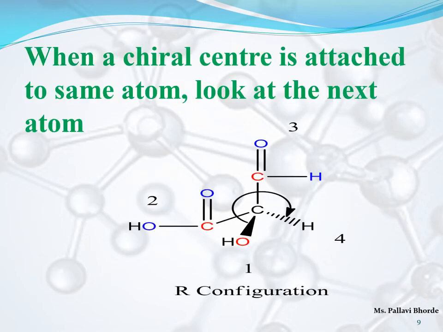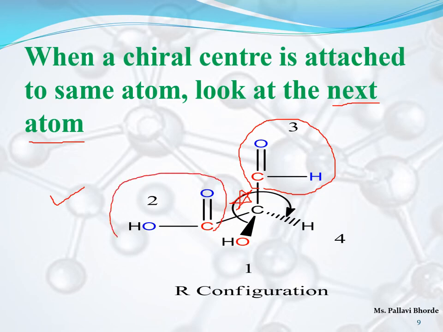Now this is the last case. When a chiral center is attached to the same atom or group of atoms, we have to consider the next atom. Now look at this example. Do we have a chiral center here? Yes, at the center we have this chiral center. To which four different groups is it attached? It is attached to aldehyde, carboxylic acid, hydroxy group and hydrogen. These are the four different groups attached.